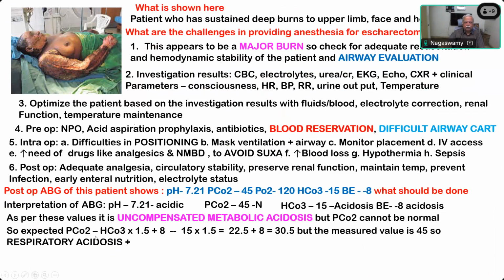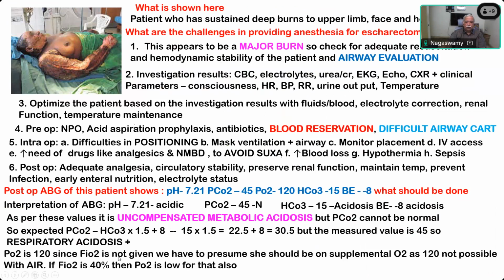So expected PCO2 is equal to bicarbonate multiplied by 1.5 plus 8, Winter's formula. So it should be 30, and the measured value is 45. So even though 45 appears to be normal, the patient is also in respiratory acidosis. This is how you conclude the patient is also in respiratory acidosis, not by merely looking at the PCO2 value. So you must always use this formula to see what exactly the carbon dioxide should have been.